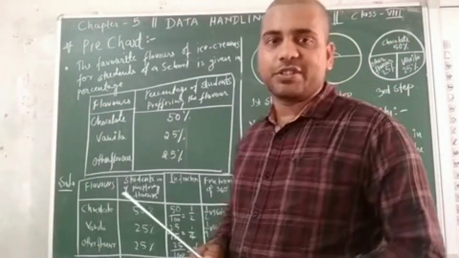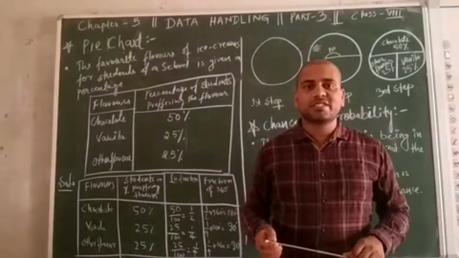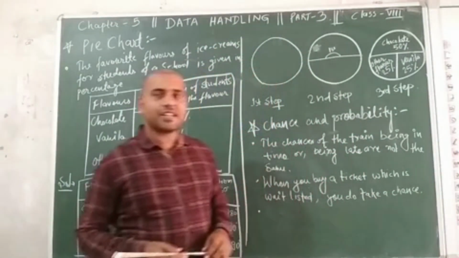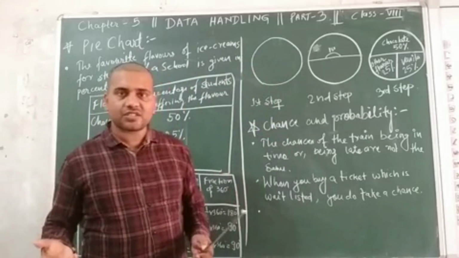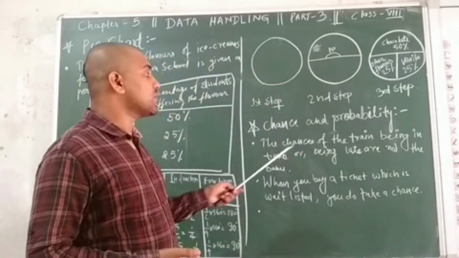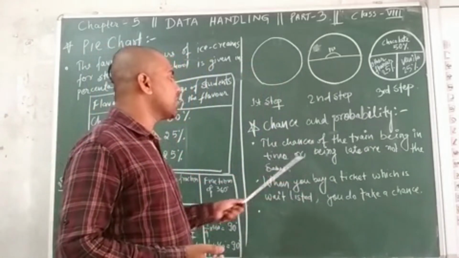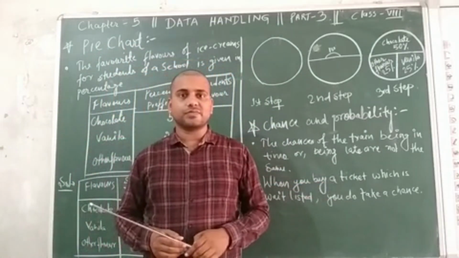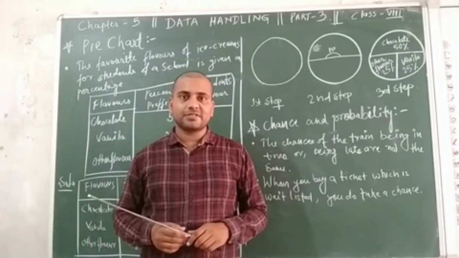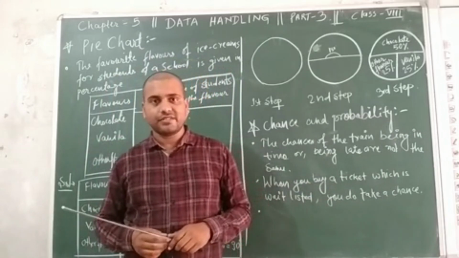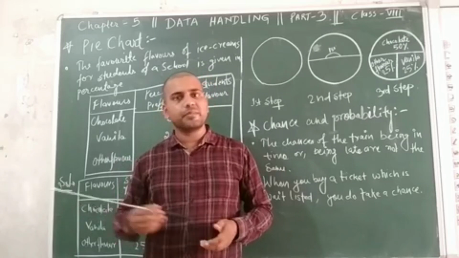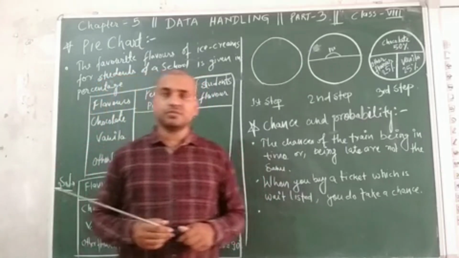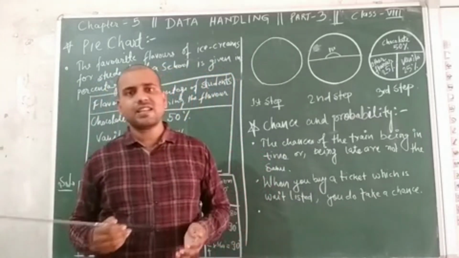Let's come to the new topic, chance and probability. What is chance? The chances of a train being on time or being late are not the same. Suppose you are on a journey by train. Sometimes it may happen that you are late, and you may also reach on time. So those chances are there.